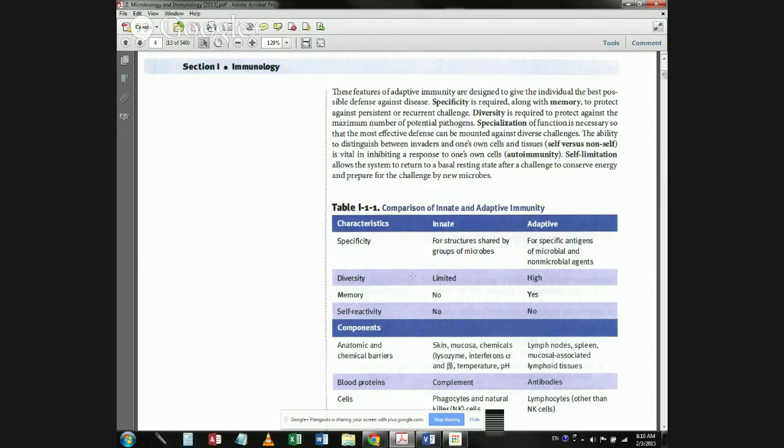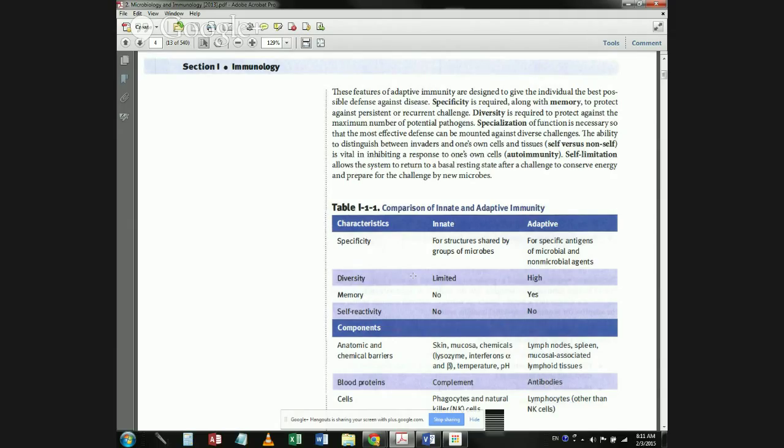Memory-wise, innate immunity has no memory, whereas adaptive immunity definitely has memory. That's self-explanatory. Self-reactivity: innate does not react to self, neither does the adaptive immunity. So what are the components of these two types of immunities? Basically, they have anatomic and chemical barriers, both of them.